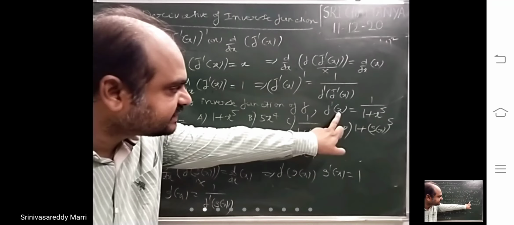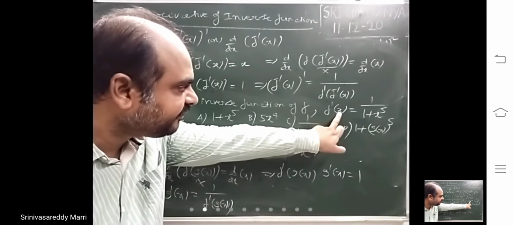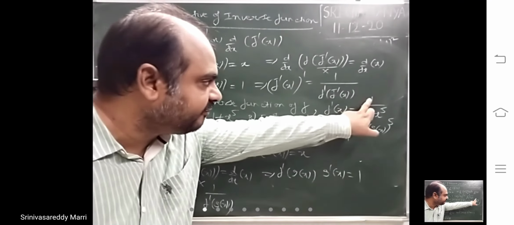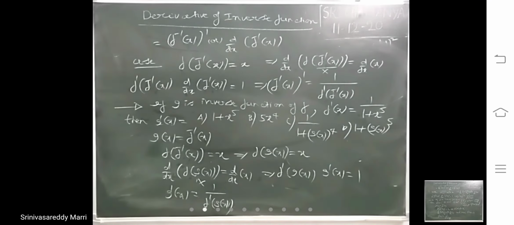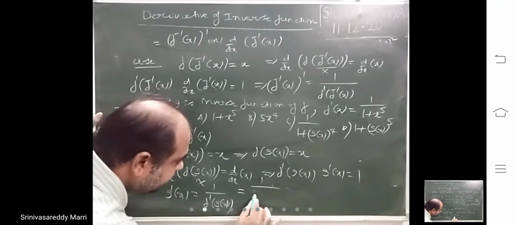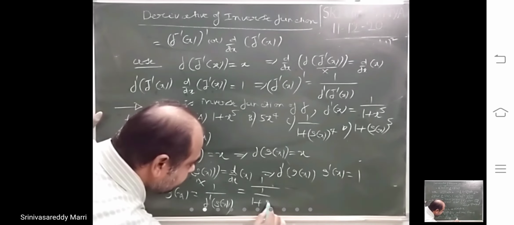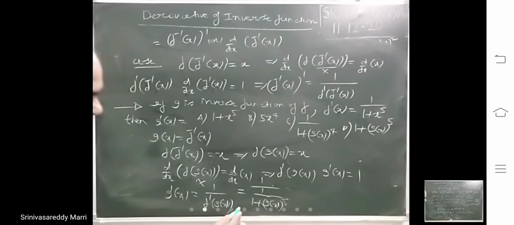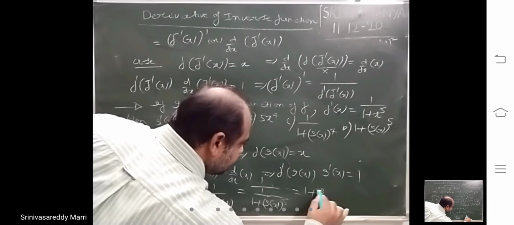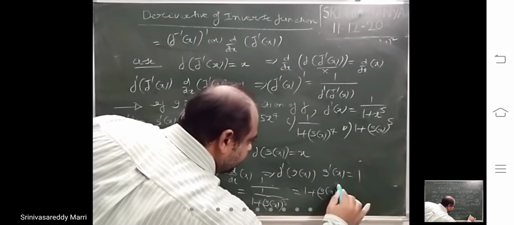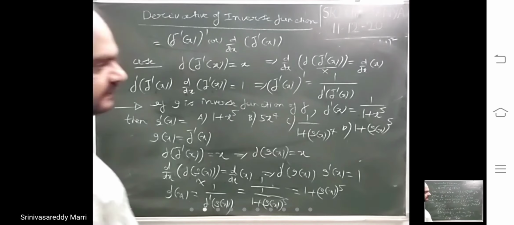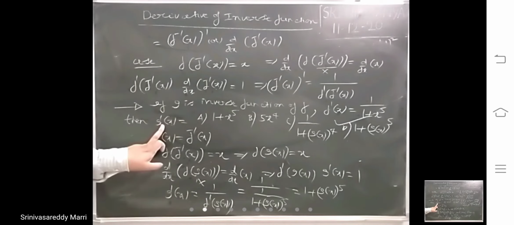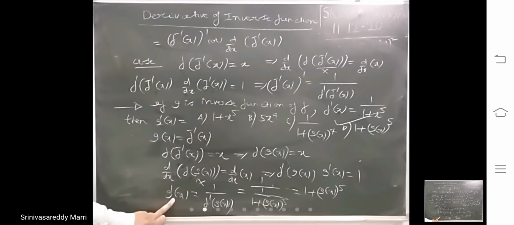Look, f dash x is given here. So f dash g of x means what? In place of x you substitute g of x. So f dash g of x will be 1 by 1 plus g of x whole to the power 5. That means 1 divided by that, so your answer is 1 plus g of x whole power 5. That is your required answer. This is nothing but g dash x, the derivative of the inverse function of f.